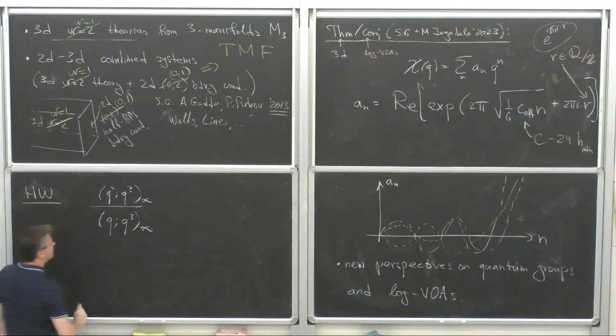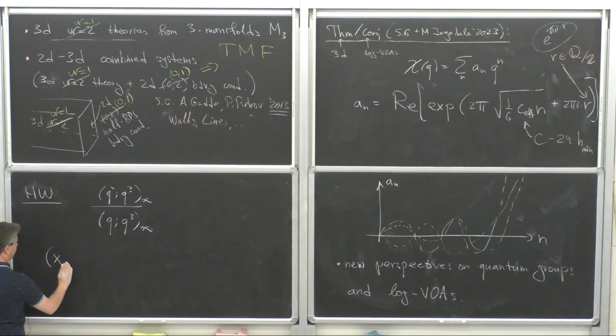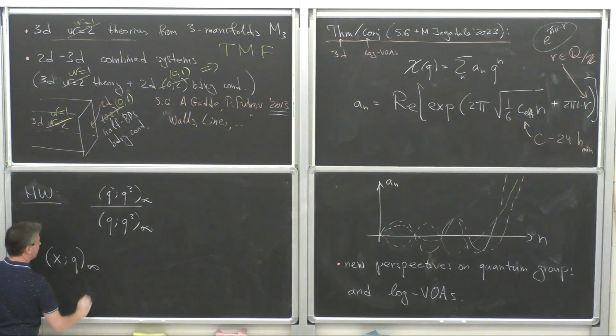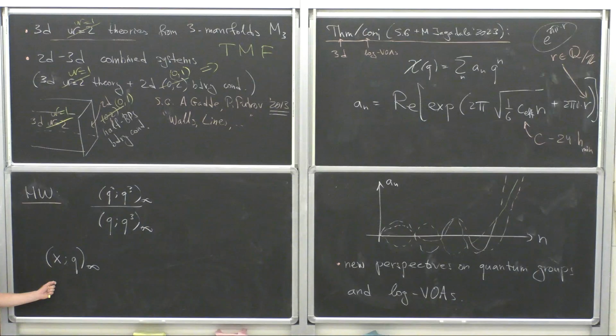So what's written here. I introduced yet another notion here, this object, which is a parenthesis with two variables, x and q, and some kind of infinity. How many of you know what this means? Please raise your hand. Okay, pretty much everybody. So you didn't raise your hand.